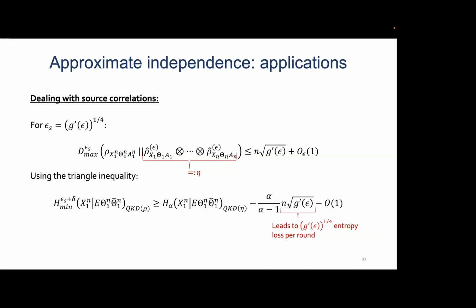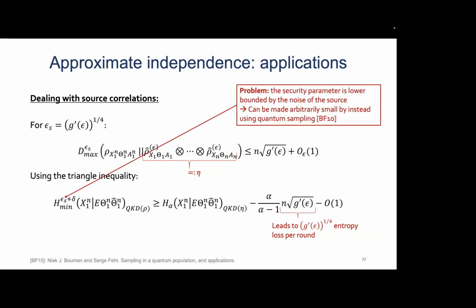But I said this was the bad way of carrying out this solution. That's because we're using the substrate theorem, which ends up linking the smoothing parameter with the source error. So you can't really make this arbitrarily small, which is what you would like to do for cryptographic schemes. But there is a way of making this error arbitrarily small, and that relies on using the quantum sampling paper in order to bound the smooth Dmax instead of the substrate theorem.